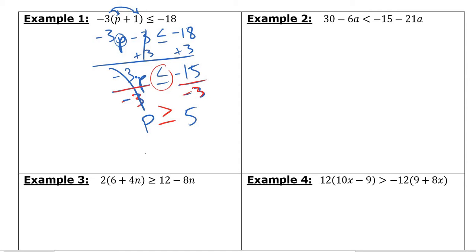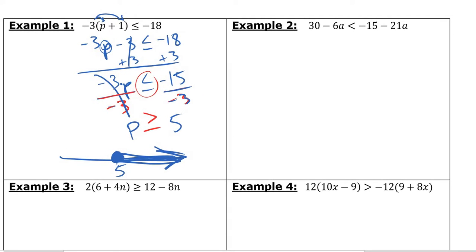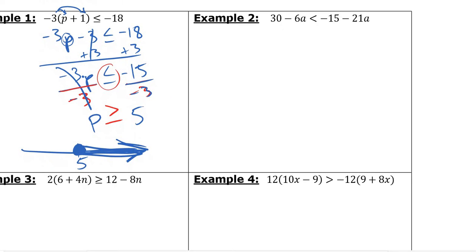Your number line is going to be very simple, and you're going to draw it. You just put the number in the middle, and it's greater than or equal to, so it's a closed circle, and it's greater than, so we're going to shade to the right. Doesn't have to be neat, very quick number line. All right, next problem, example 2.